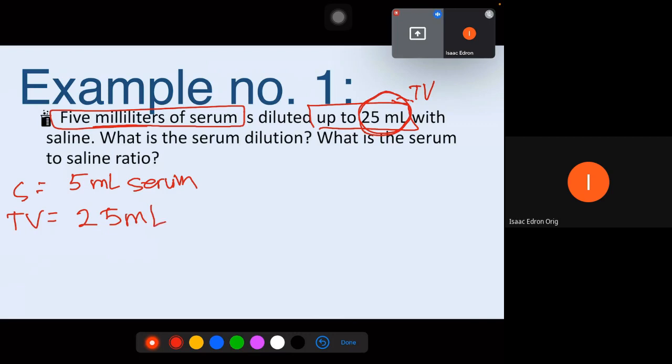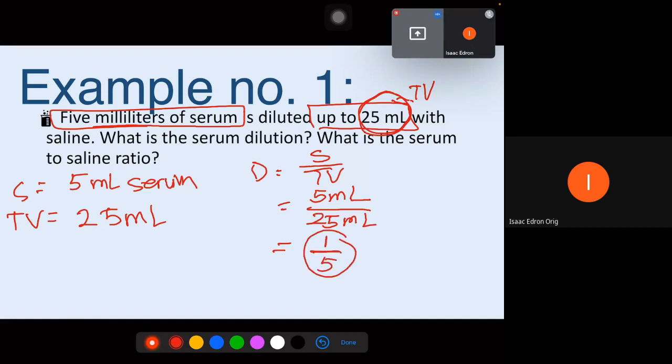So, what is the serum dilution? Di ba? Dilution equals solute over total volume. So, 5 milliliters of serum over 25 ml. Di ba? Pag sinabi mo kasing diluted up to 25 ml, gusto natin 25 ml yung total volume niya. Kaya, total volume na yung 25 ml. It is not the volume of the diluent. So its dilution is 1/5, di ba? 1/5, kasi 5 over 25, 1/5. So its dilution is 1/5.